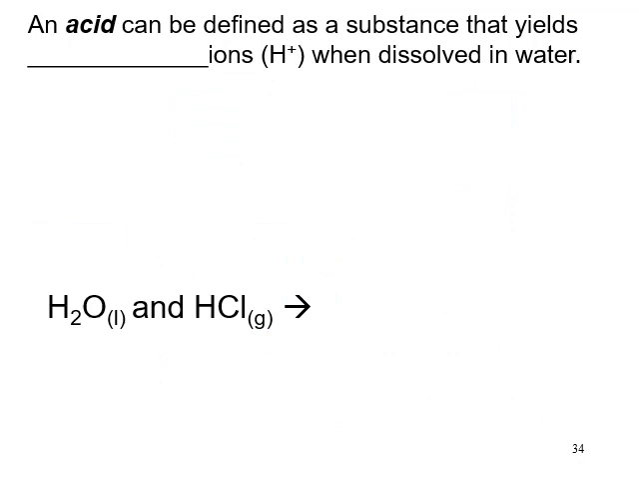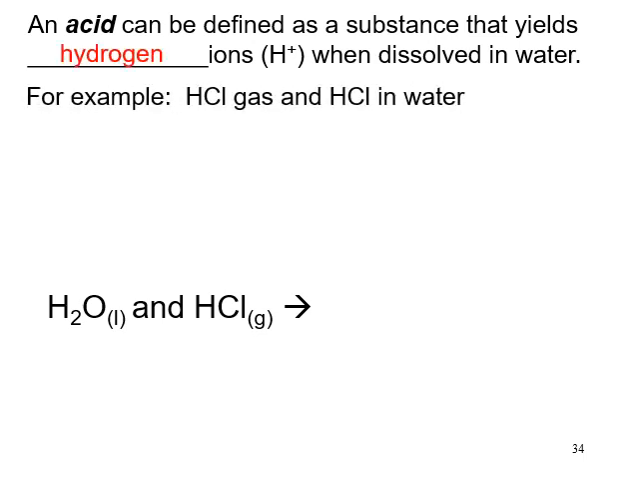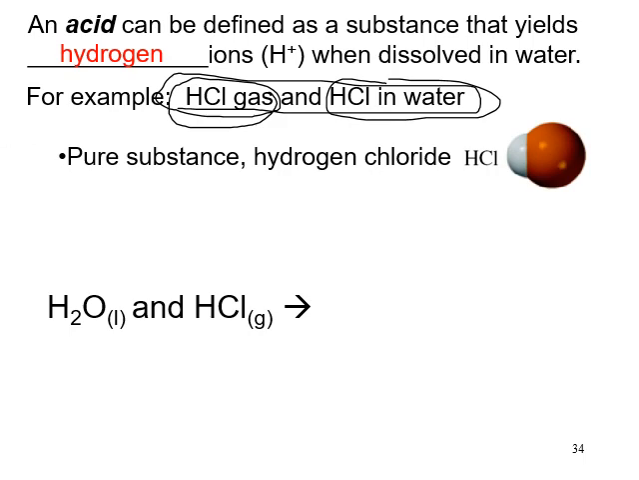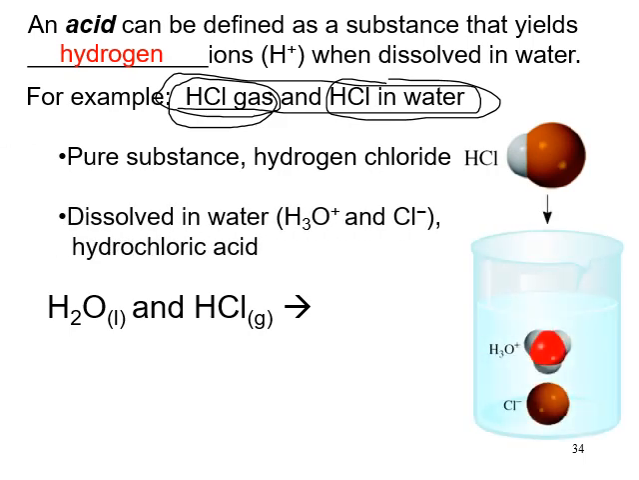Acids. Now acids, you kind of want to throw those in there at this point. An acid is a substance that yields hydrogen ions when dissolved in water. So HCl gas and HCl in water. This guy would name the HCl gas as hydrogen chloride, but once you put it in water, it becomes hydrochloric acid. So when it's a pure substance, it's hydrogen chloride. When it's in water, it becomes hydrochloric acid.